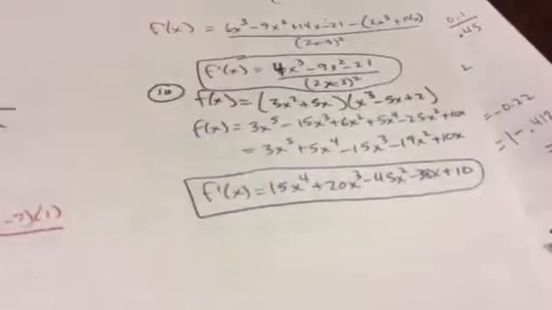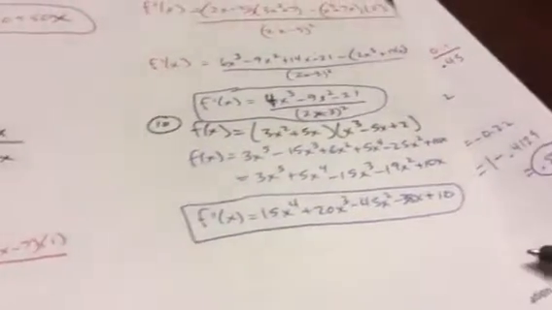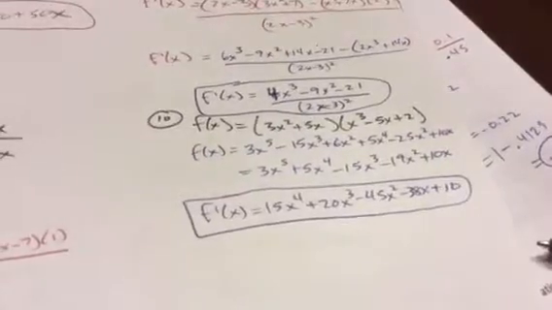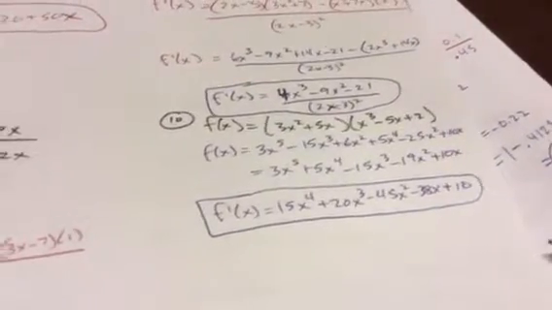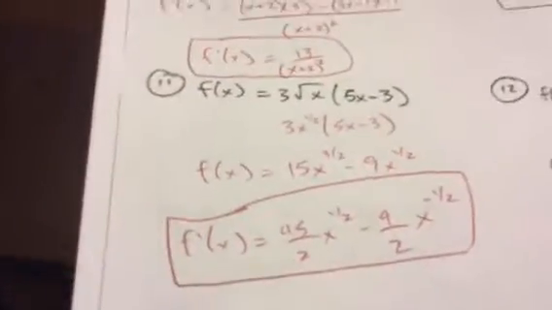Here on 10, I use distribution first. You can use the product rule and then distribute through again, and then I just took the derivative. So that should be good. Did go through this a little bit quickly, so if there's any errors, let me know.